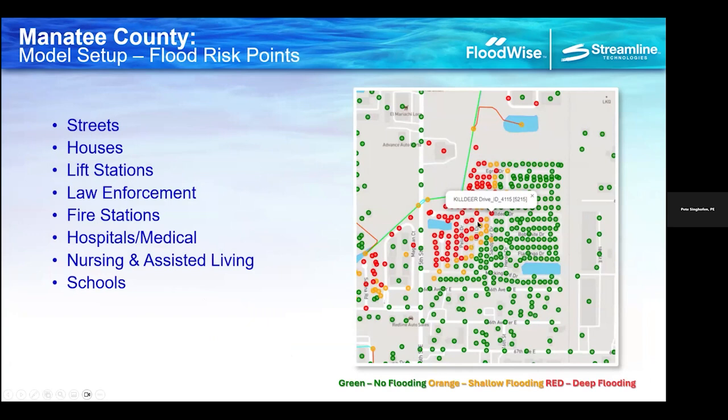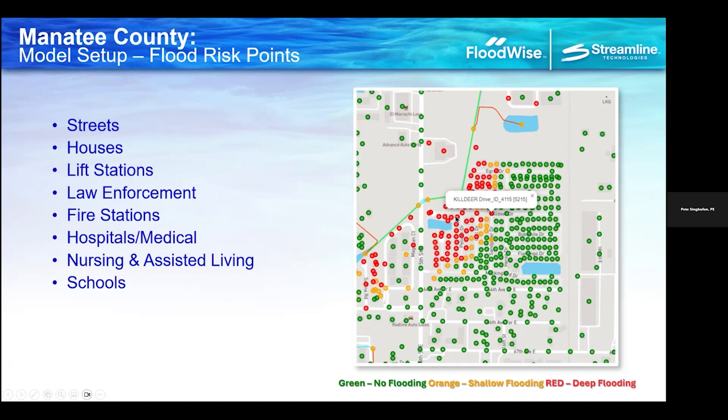We add risk points to the system. We call these flood risk points. These can be locations along streets. It can be houses, lift stations, law enforcement facilities, police stations, fire stations, hospital, medical, nursing, schools, anything that our clients want. We can drop points in to keep track of whether they're at flood risk or not. These are not part of the computational framework. Instead, what we do is form a relationship between these points and the computational network, and we can determine if any of these points are going to be at risk of flooding.